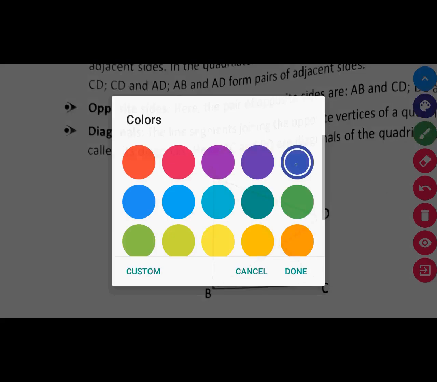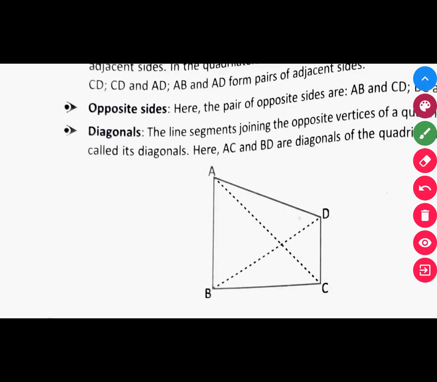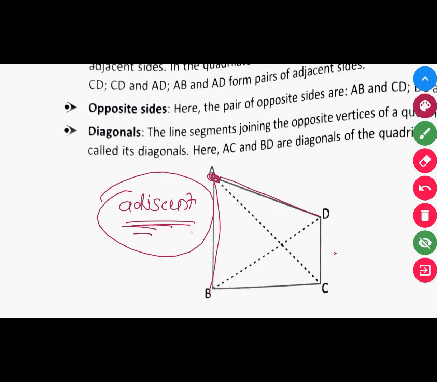Now when we study the quadrilateral, we must know that the sides which have common vertices are known as adjacent sides of each other. Adjacent means the one that sits next to each other. So these are the adjacent sides of the quadrilateral. The sides opposite to each other are known as opposite sides of each other.